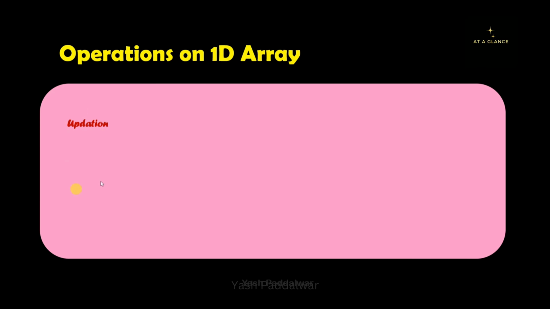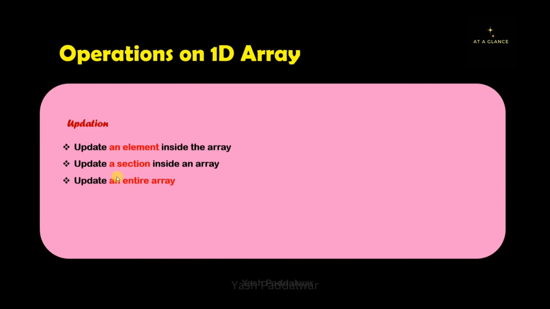Before that, I want to clear one thing, that the basic difference between insertion and updation is that in updation we replace a particular element. Now let's have a look at the different cases that we can perform when it comes to updation. So we can update a single element inside the array, we can update a particular section or a part inside the array, and we can update an entire array. For example, we can perform increment or decrement operation on that particular array. So let's have a look at them one by one.